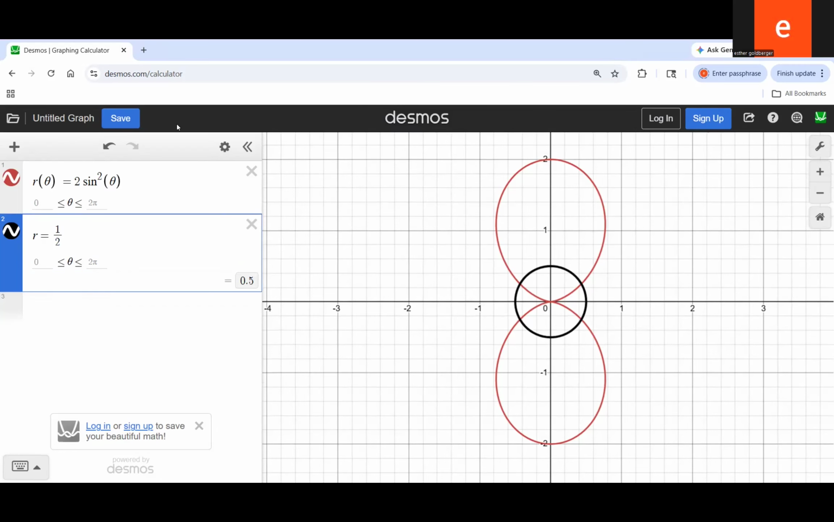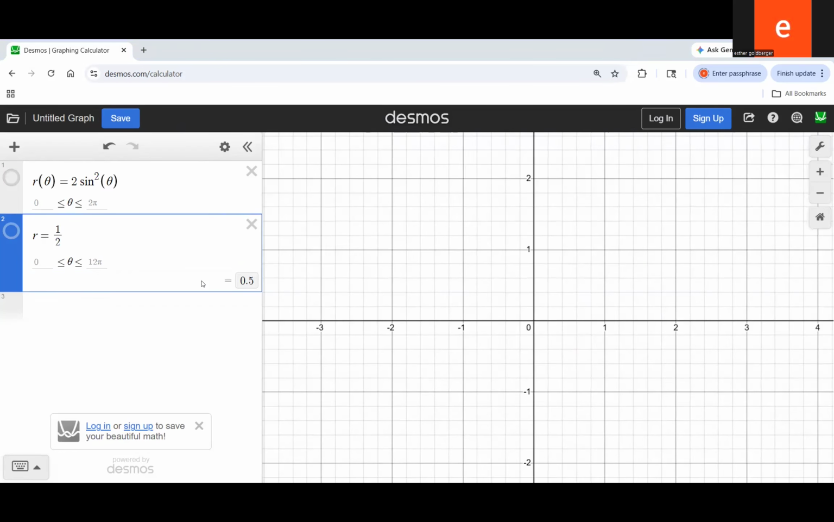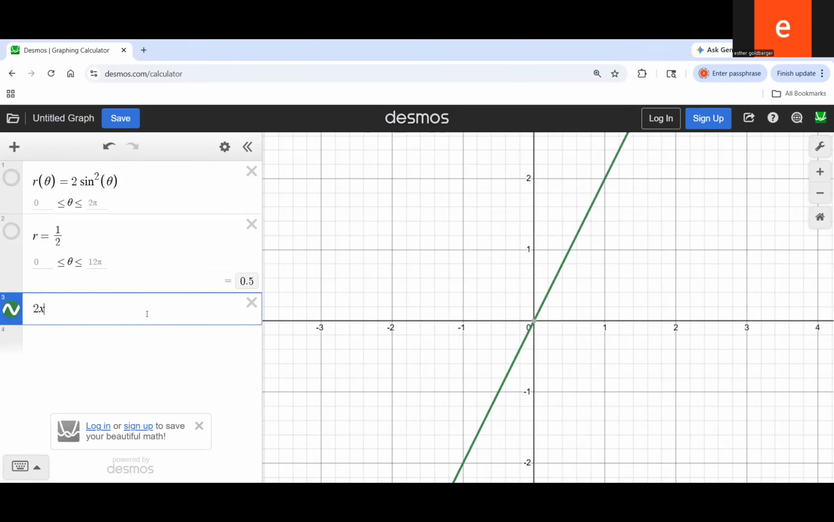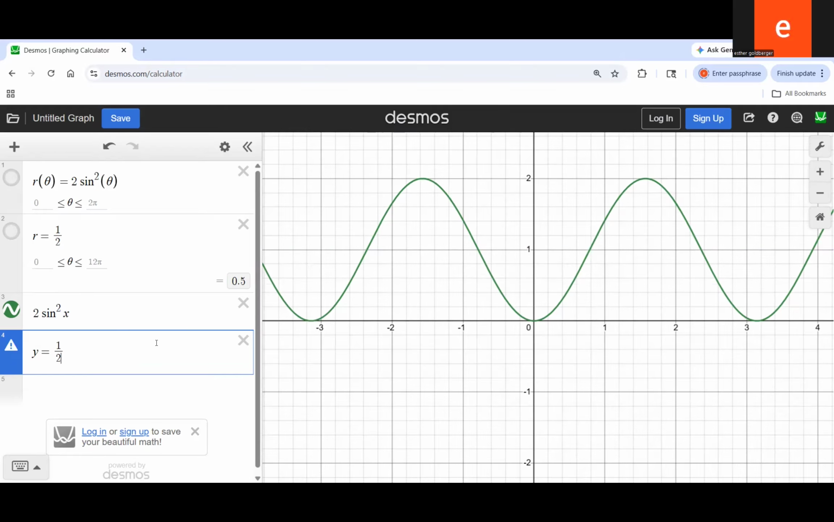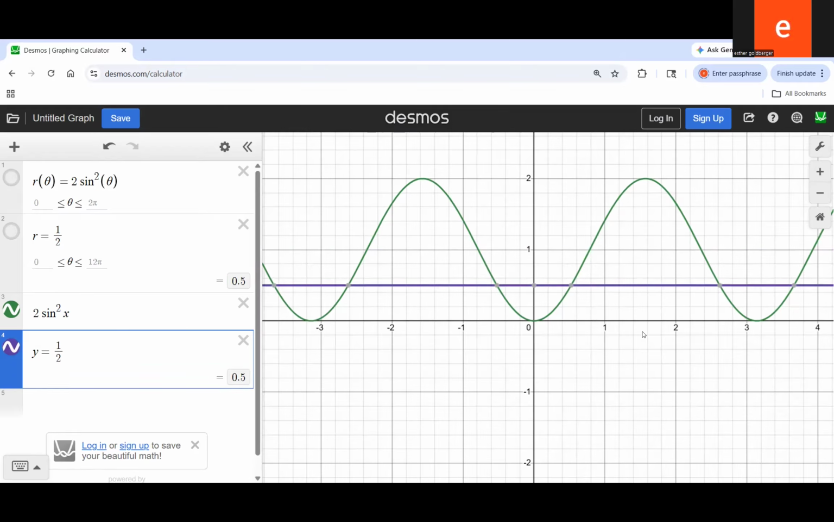So how do we deal with finding our points of intersection? To find the points of intersection, instead I'm going to plot everything as a function of x. So we're going to indicate 2 sine squared x, and I'm going to indicate y equals 1 over 2, and then find our points of intersection that way. And so we can see that our first point of intersection is at pi over 6, with a second point of intersection at 5 pi over 6. And so these seem to be our points of intersection.